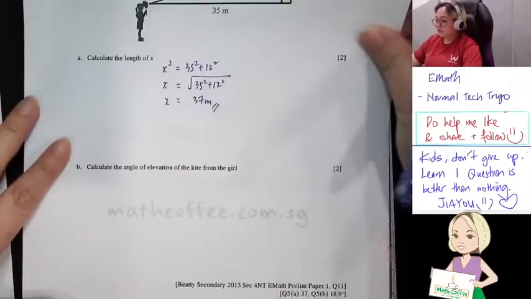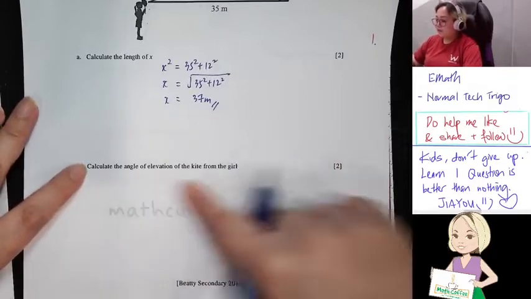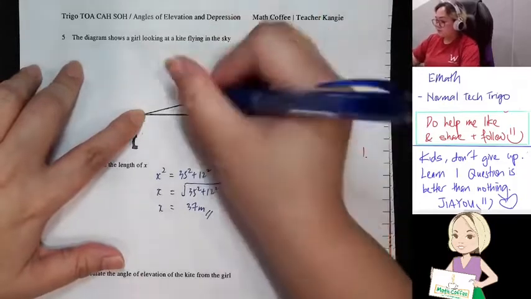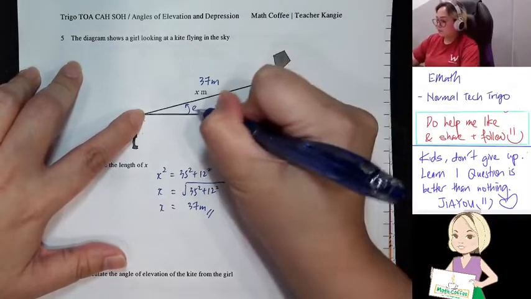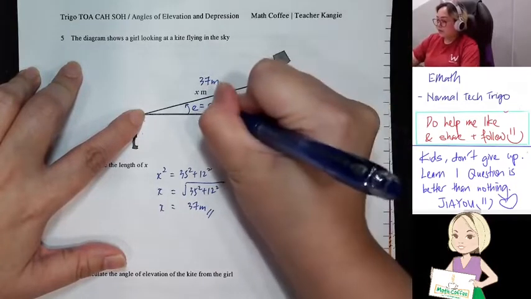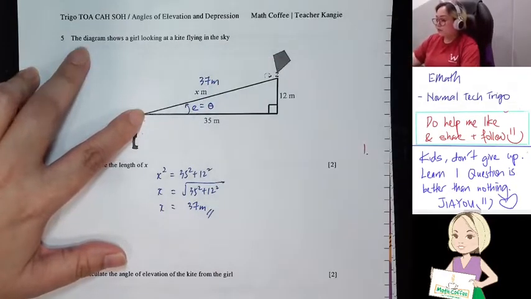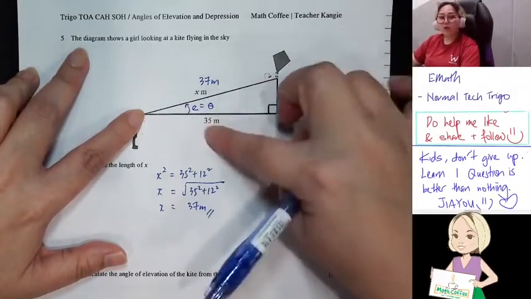So now they ask to calculate the angle of elevation of the kite from the girl. So the girl is looking upwards. So angle of elevation is referring to here. Okay, so I shall put it as theta. Okay, so now again, see this time round, actually we have all three sides.